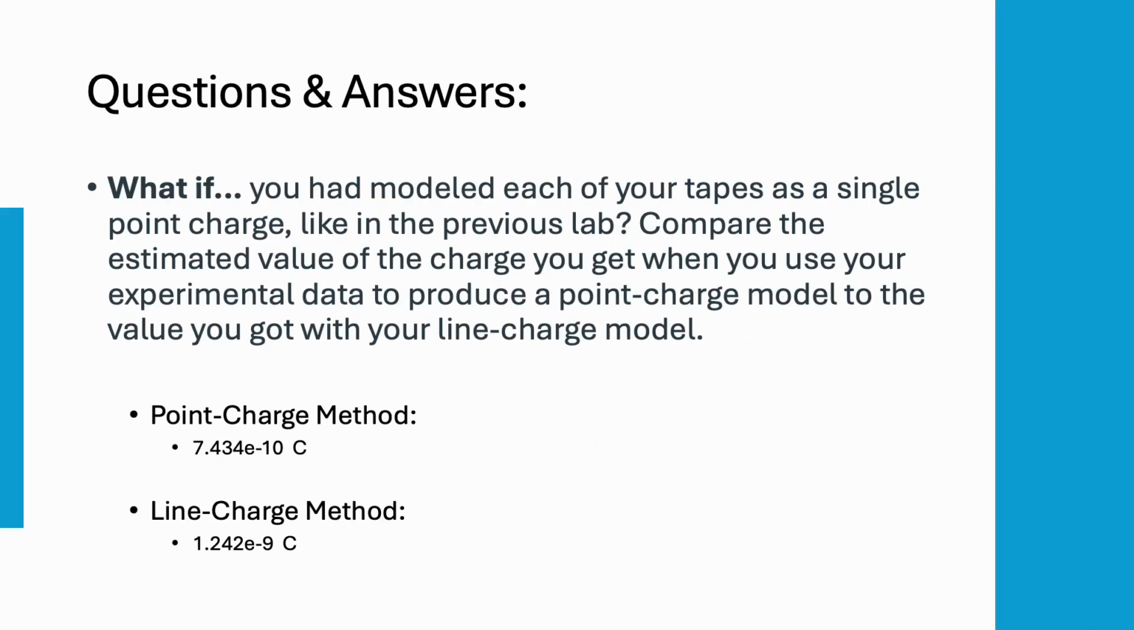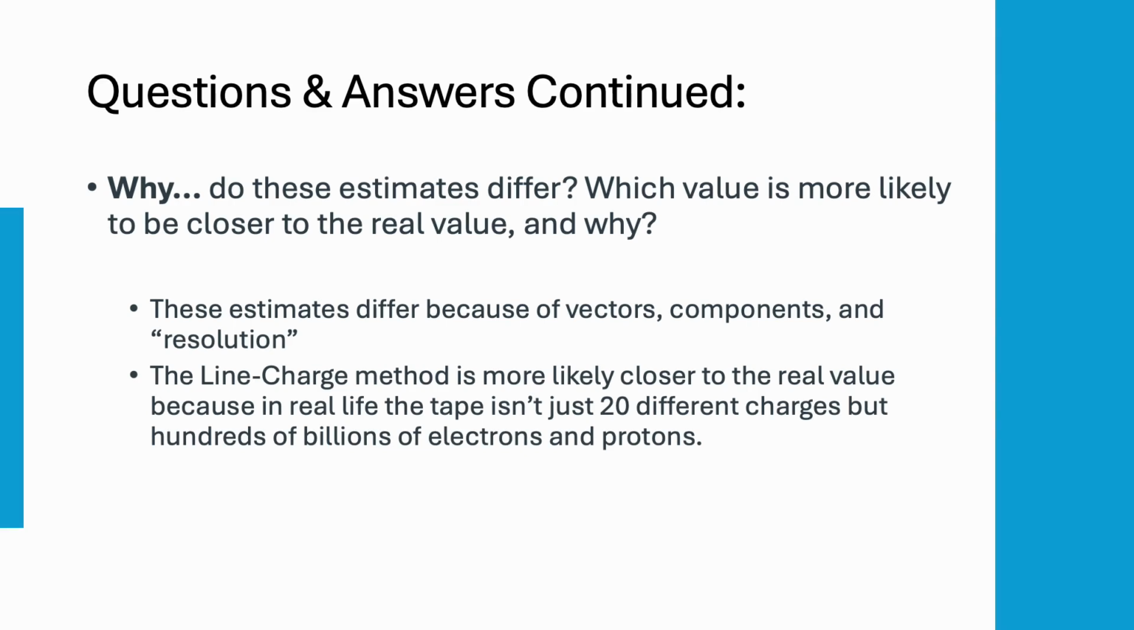In Lab 1, I got a total tape charge value of 7.434 times 10 to the negative 10 coulombs, while in this lab, Lab 2, I got a total tape charge of 1.242 times 10 to the negative 9 coulombs. This is an increase of around 167%. This answer makes sense as the point charge model overestimates the field strength of the tape. So for the field magnitude to be more accurate, the charge magnitude would need to increase accordingly.